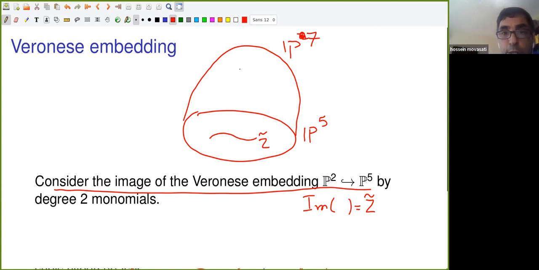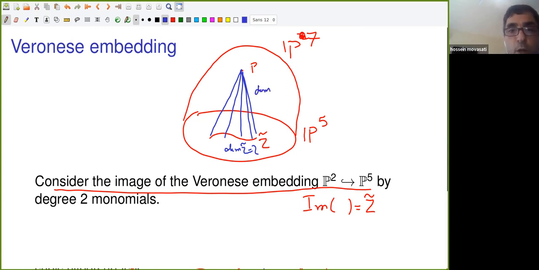And take a point outside of this P5, let's say P, and consider a cone. So a cone means that you take the lines connecting the point to the Z tilde. Okay, so Z tilde itself has dimension 2. When you consider this cone, let's call it Z, the dimension of Z will be 3. So I get a three-dimensional subvariety of P7.